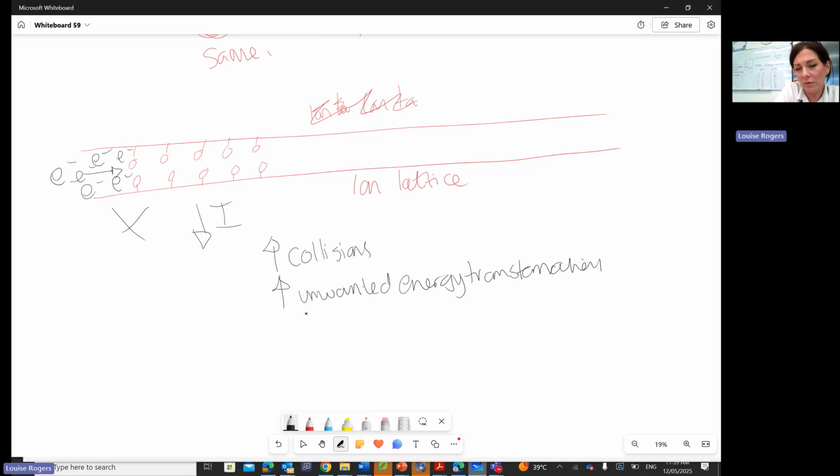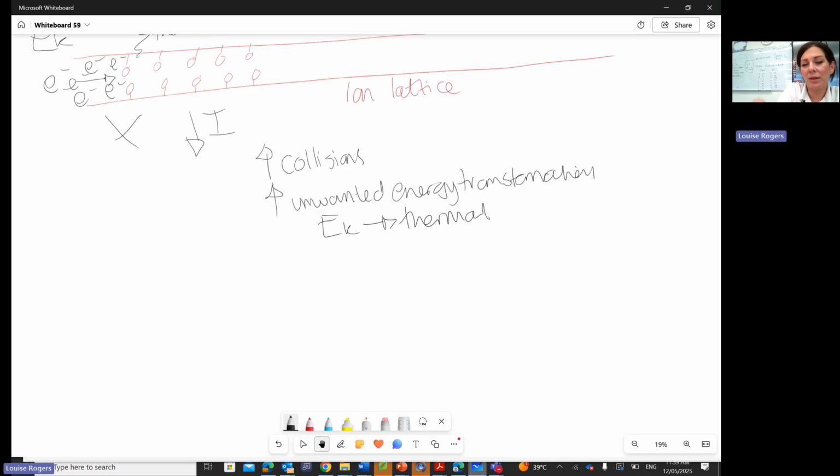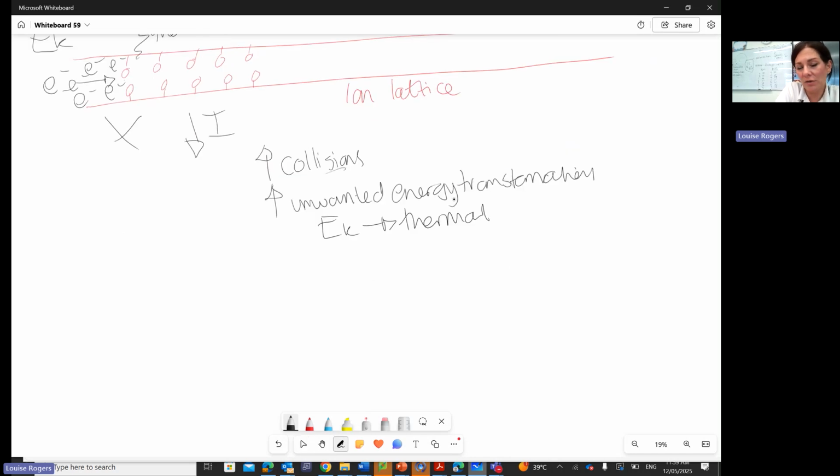Those energy transformations that I'm talking about are kinetic energy to, when they collide, thermal. So we're saying kinetic energy to thermal. We don't want that to happen. We want them to keep their kinetic energy. So if we have an increase in collisions and unwanted energy transformations, that means we would reduce the efficiency.